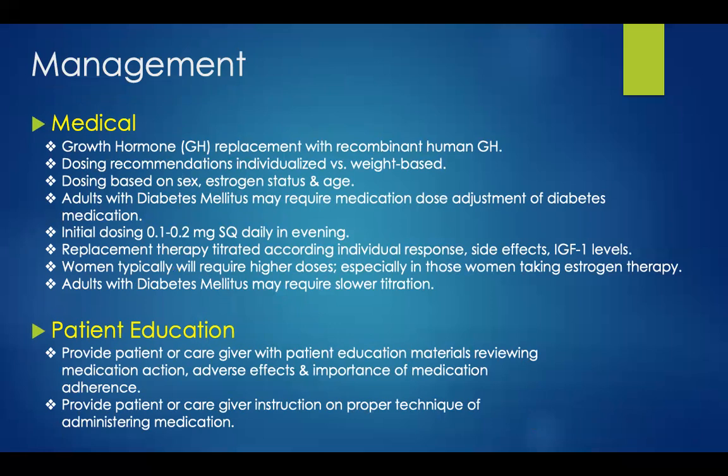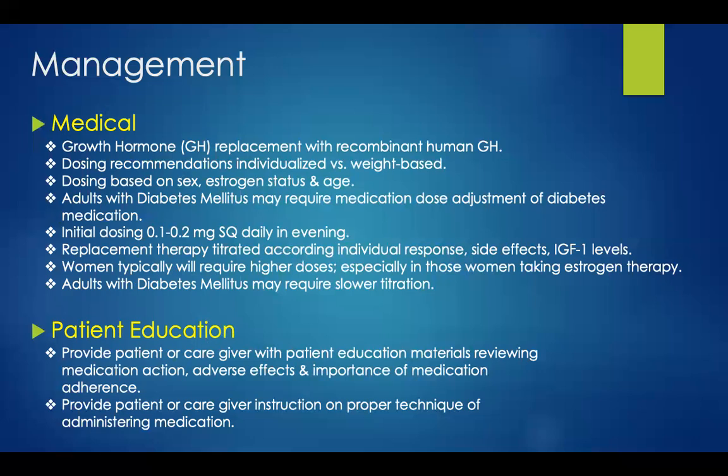Medical treatment: growth hormone replacement with recombinant human growth hormone. The dosing recommendations are highly individualized, or they can be weight-based. The dosing is, though, based on sex, estrogen status, and age. In adults with diabetes, they may require dose adjustment of the diabetes medication, but the initial dosing can be anywhere from 0.1 to 0.2 milligrams sub-Q, and it's to be given in the evening time.